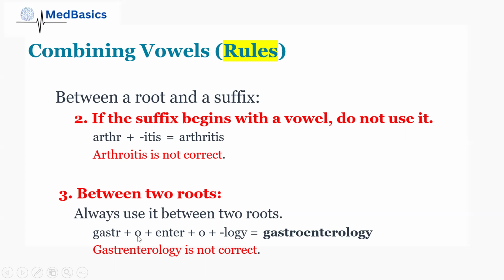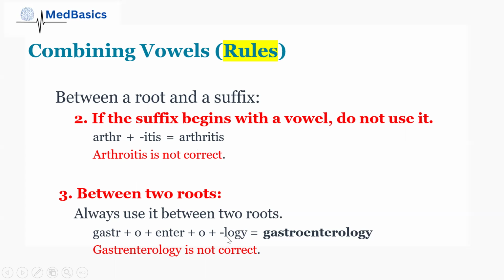Here gastro is stomach, entero is intestine. Now stomach and intestine both are organs, which means both are organ word roots. Between word roots, we can add a combining vowel. But between the last word root and the suffix, again, we have to check this rule.